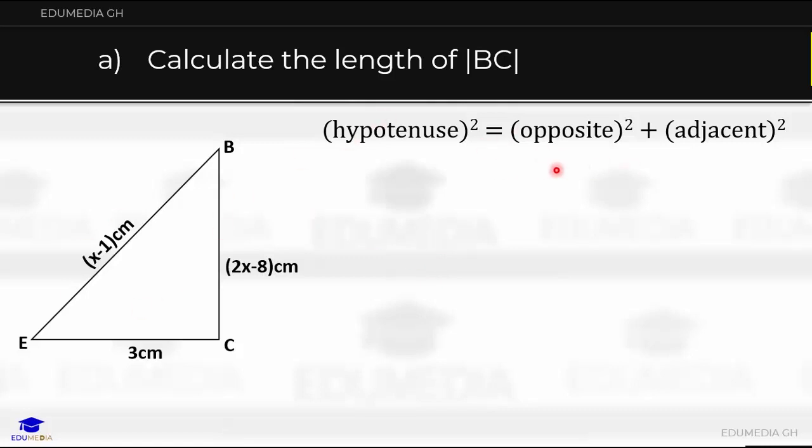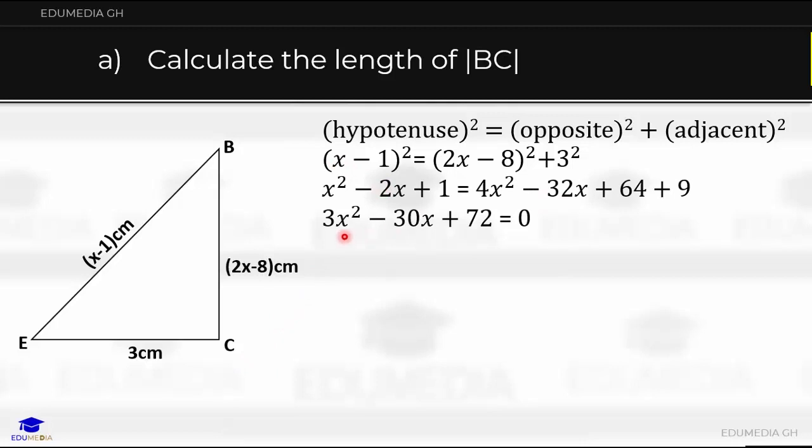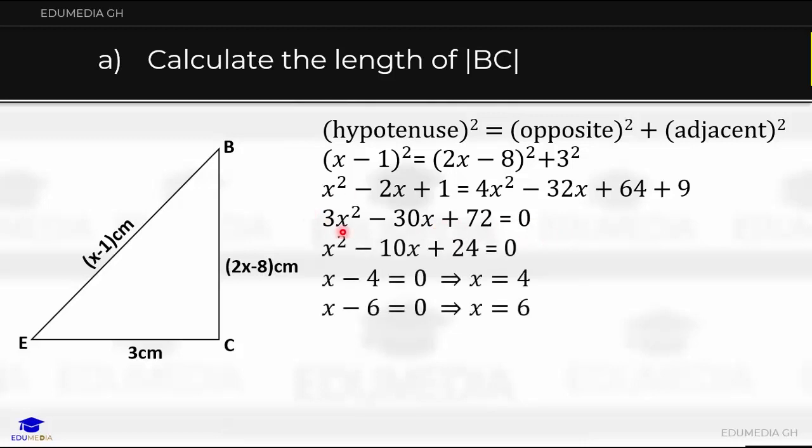So we continue to substitute this into the Pythagorean formula. The hypotenuse, which is x minus 1, is substituted here. So we have x minus 1 all squared equals 2x minus 8, that is the opposite, all squared, plus 3 squared, that is the adjacent. Grouping the like terms and doing the necessary calculations, we have 3x squared minus 30x plus 72 equals 0. Dividing through by 3 to put it in its simplest form, we have x squared minus 10x plus 24 equals 0.